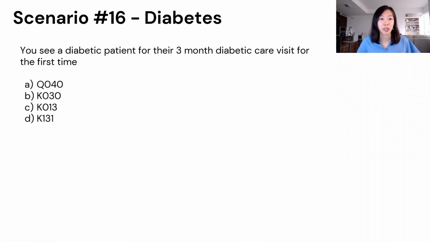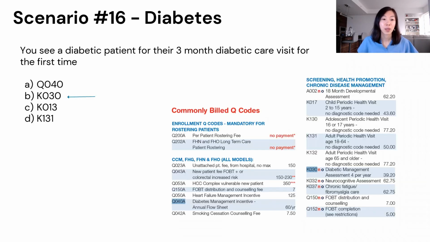All right, scenario number 16, diabetes. So you see a diabetic patient for their 3-month diabetic care visit for the first time. What do you bill? Pause the video, write your answer, and the answer is B. So remember, the K030 is your diabetic management, and you can bill 4 of these per year, per patient.